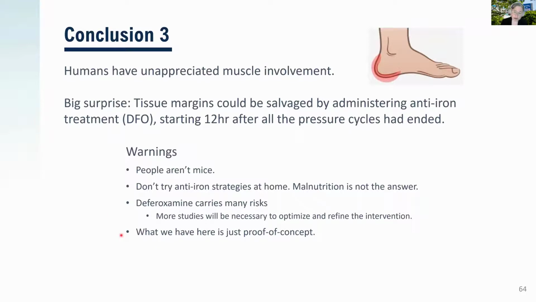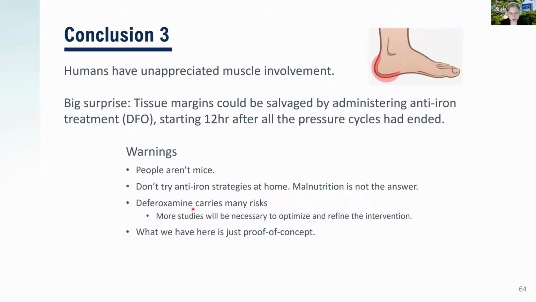However, this is all preclinical research. Everything has been done in mice. People are not mice, well, except for the cadaver dissection, but those people aren't alive. So we are in no way recommending that people quit eating iron. Malnutrition has never solved anything.